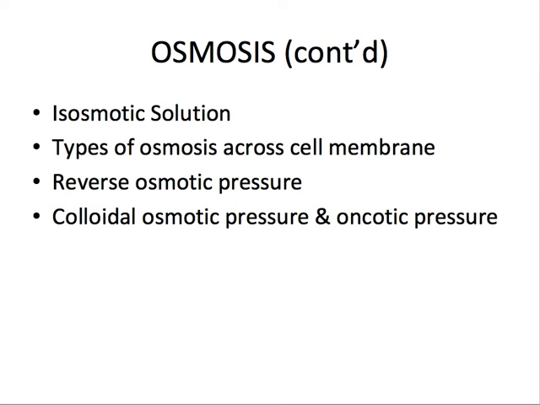Okay, colloid osmotic pressure, or we can call it oncotic pressure, is the pressure exerted by the colloidal substances in the body. And the osmotic pressure that is exerted by the colloidal substances, such as the proteins of the plasma, is known as the oncotic pressure. And its value is about 25 millimeters of mercury.